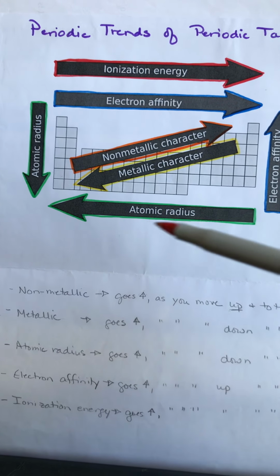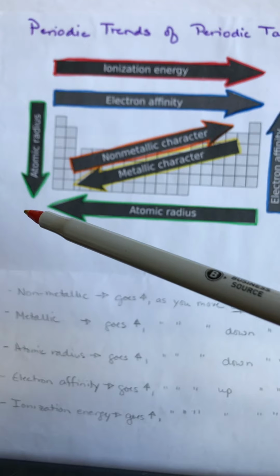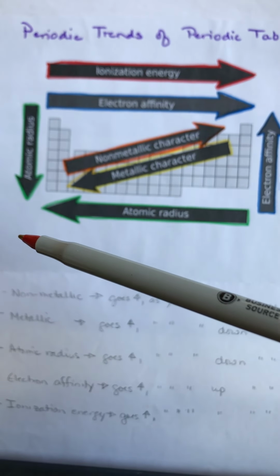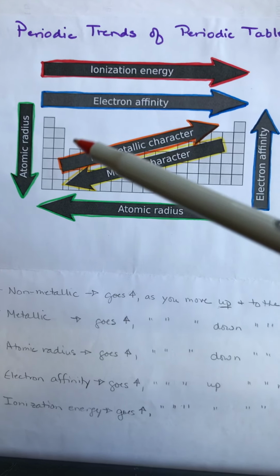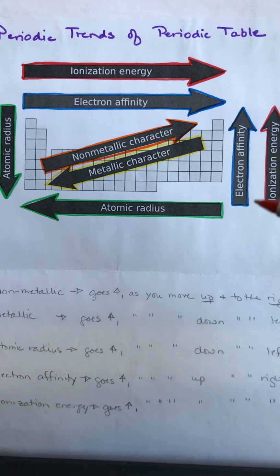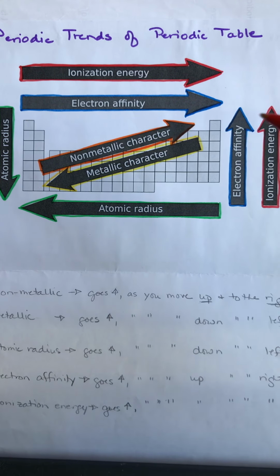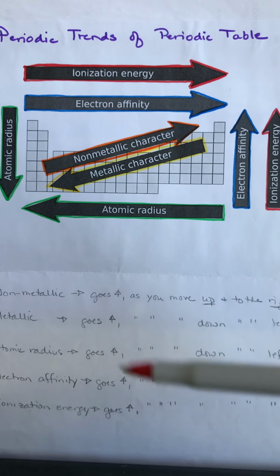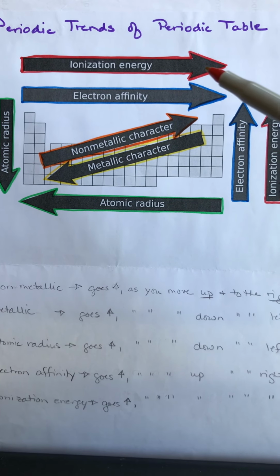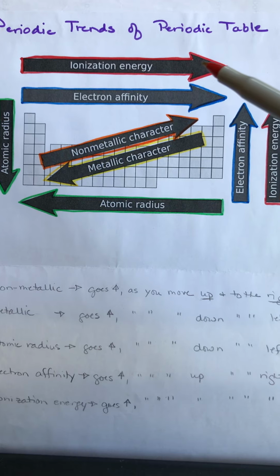So atomic radius, as you go to the left and as you go down the chart, the atomic radiuses get bigger, radii get bigger. For electron affinity and for ionization energy, as you go up the chart and as you go to the right, they become more, whichever one we're talking about, either the electron affinity or the ionization energy.